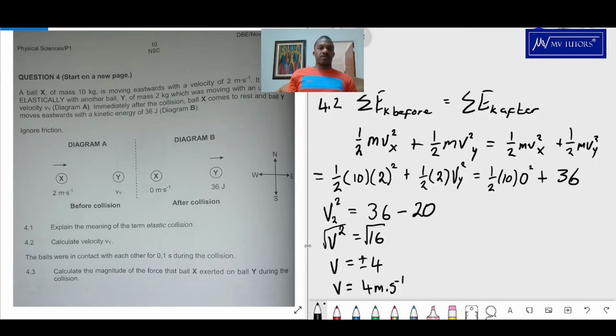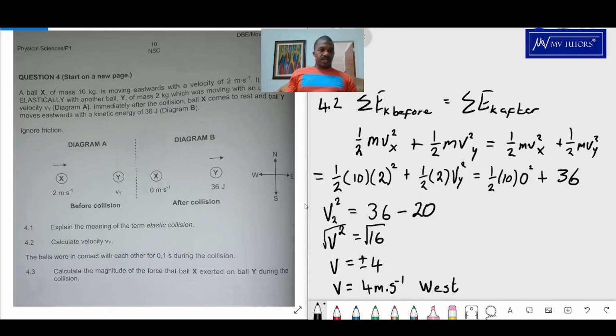Okay, but I'm going to say it's going west, the opposite direction, because the only way this can stop is if this one is going the opposite direction, which is west. Okay, think about it. If it was going east as well, it wouldn't stop, it wouldn't come to 0. Okay, so it's definitely going west.